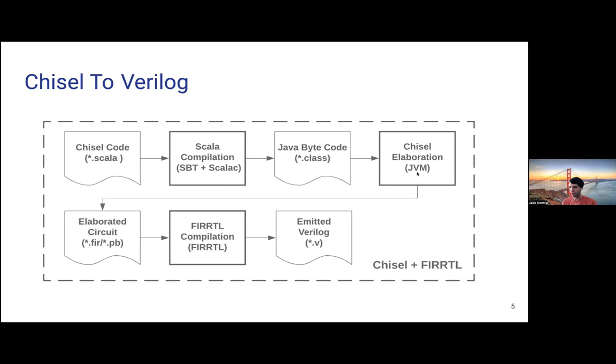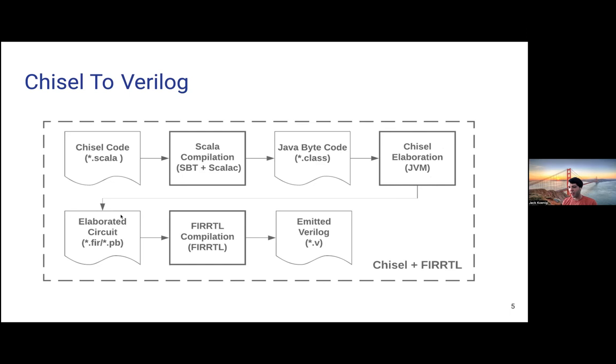you actually run the program. The way Java class files, Java bytecode, are run is on the JVM. And that's what we call Chisel elaboration. So sometimes you may get warnings during Scala compilation, and sometimes you may get Chisel elaboration time warnings or errors. That's this kind of runtime where you're running your Scala code and it's constructing the hardware. After the invocation of that, you will get out your elaborated circuit, which is usually a .fir file or a .pb file, which is just a binary representation of the same information.